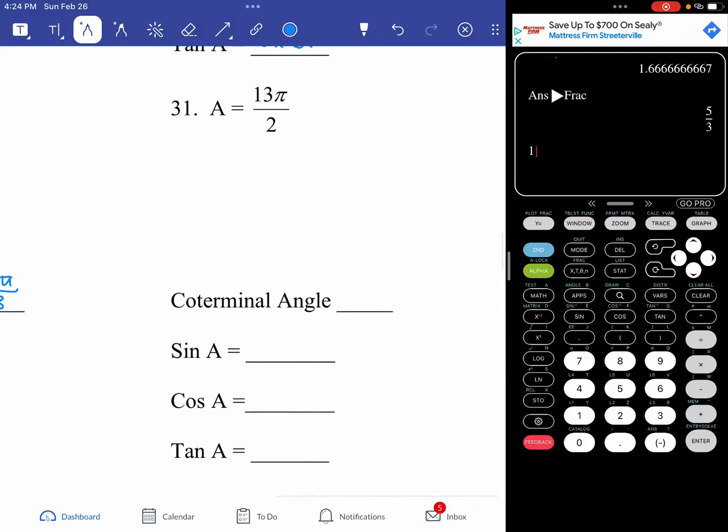Okay, last one, 13 pi over 2. Way bigger, so I have to subtract 2 pi a couple times. Get 0.5 pi, which is going to be 1/2 pi. So I have pi over 2.